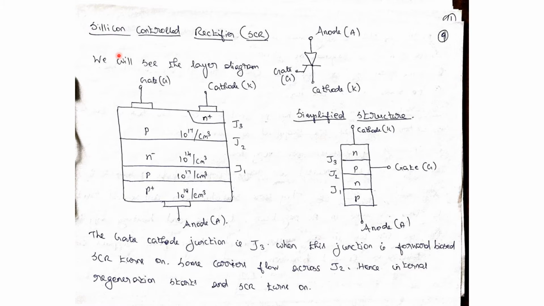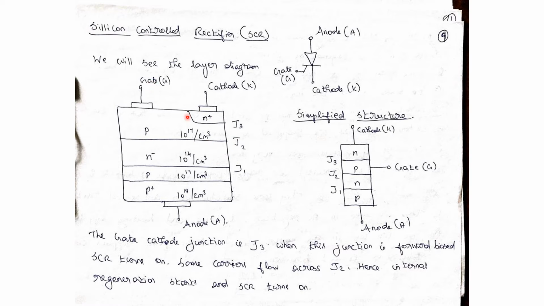Next, we'll see the silicon control rectifier, SCR. This is the structure of the silicon control rectifier. Again, there are P plus, P, N minus, P regions. P plus is heavily doped, that is 10 to the power 19 per centimeter cube. P region is moderately doped, 10 to the power 17 per centimeter cube. N minus region again 10 to the power 14 per centimeter cube. P region 10 to the power 17 per centimeter cube.